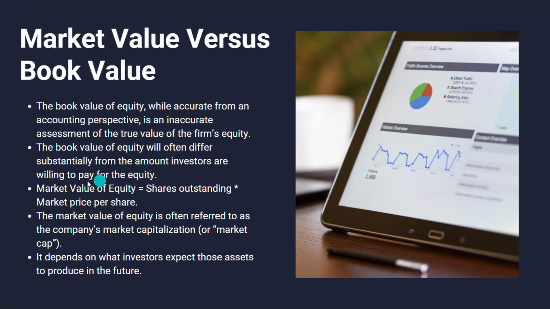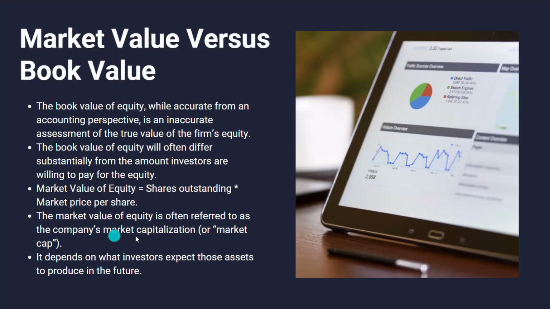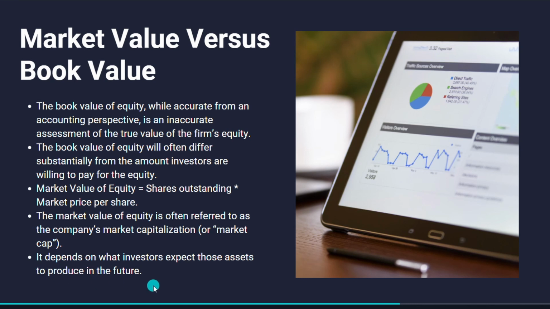The total market value of a firm's equity equals the number of shares outstanding times the market price per share. The market value of equity is often referred to as the company's market capitalization or market cap. The market value of a stock doesn't depend on the historical cost of the firm's assets. Instead, it depends on what investors expect those assets to produce in the future.